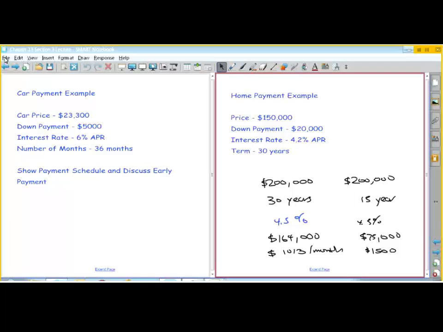Okay. So what we'll talk about next time is we will talk more specifically about the different types of investments that you can make. And then we'll talk about IRAs and 401ks and the advantages and disadvantages of those investment strategies.